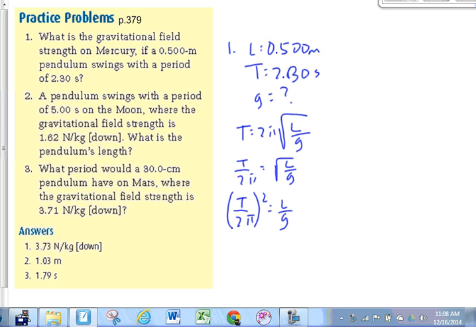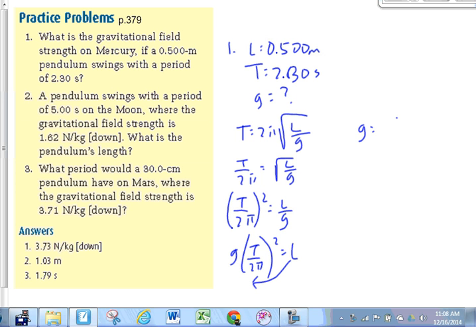Get rid of the L? We can't get rid of the L quite yet. Not quite yet. What's next there, Derek? Yeah, take the G up by multiplying. Got to get the G on top here first, so it becomes G times T over 2 pi squared equals L. And now what are we going to do? Now what are we going to do, Jordan? I'm sorry? Divide the L, so take the L down like this.